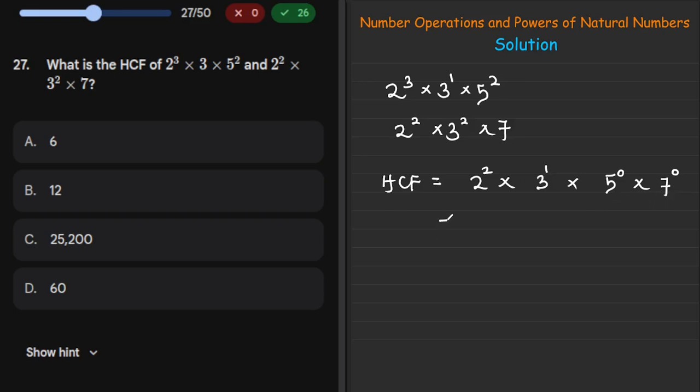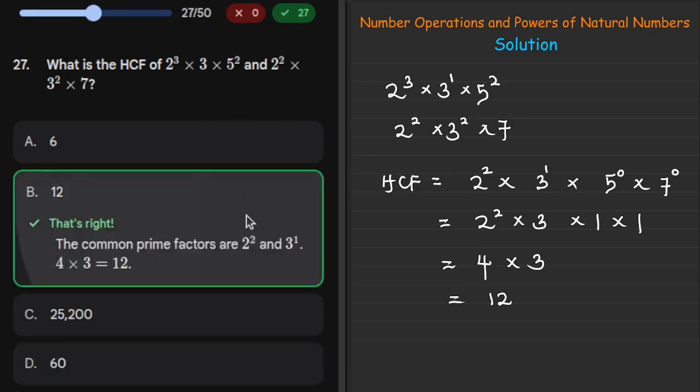So at the end of the day, you just have 2 to the power 2 times 3. This all becomes times 1 times 1. So 2 to the power 2, we know, gives us 4. Then we multiply it by 3, which gives us 12. So you can see the highest common factor is 12. As simple as that.